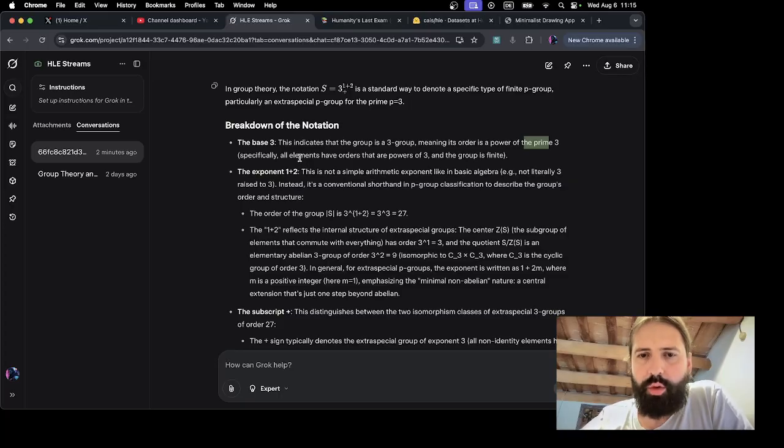Specifically, all elements have orders that are powers of 3, and the group is finite. Power of the prime 3. The exponent 1 plus 2 is not a simple arithmetic exponent like in basic algebra, not literally 3. Instead, it's a conventional shorthand in p-group classification to describe the group's order and structure. So the order of the group S is 3 to the power of 1 plus 2, 3 to the power 3.